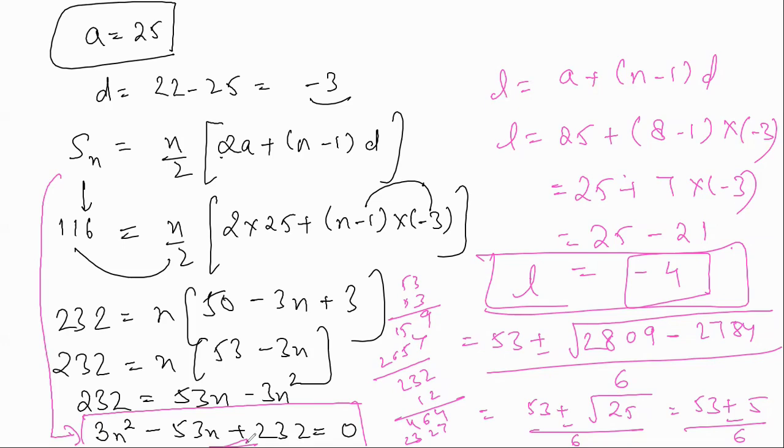We can't have n in the decimal form or in the fraction form, because number of terms should be like a normal whole number, right? So that's why I have chosen 8. Now, while I got n as 8, now I have used the last term formula, which is L is equals to A plus n minus 1 into D. I have everything. I have A, I have n, I have D, and I have found out the L.